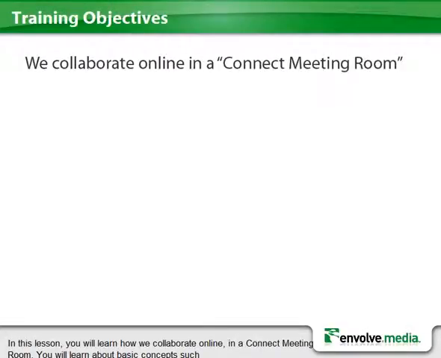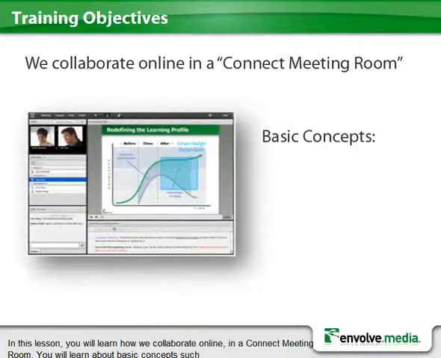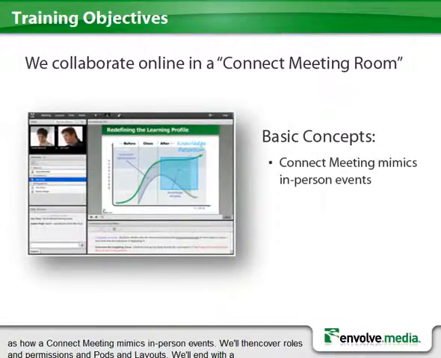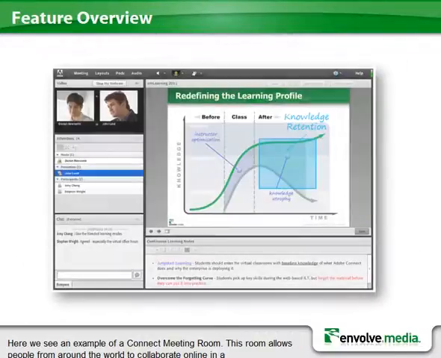In this lesson, you will learn how we collaborate online in a Connect meeting room. You will learn about basic concepts such as how a Connect meeting mimics in-person events. We'll then cover roles and permissions in pods and layouts. We'll end with a conversation about the meeting room being persistent or always open and the value that can bring to your collaboration. Here we see an example of a Connect meeting room.